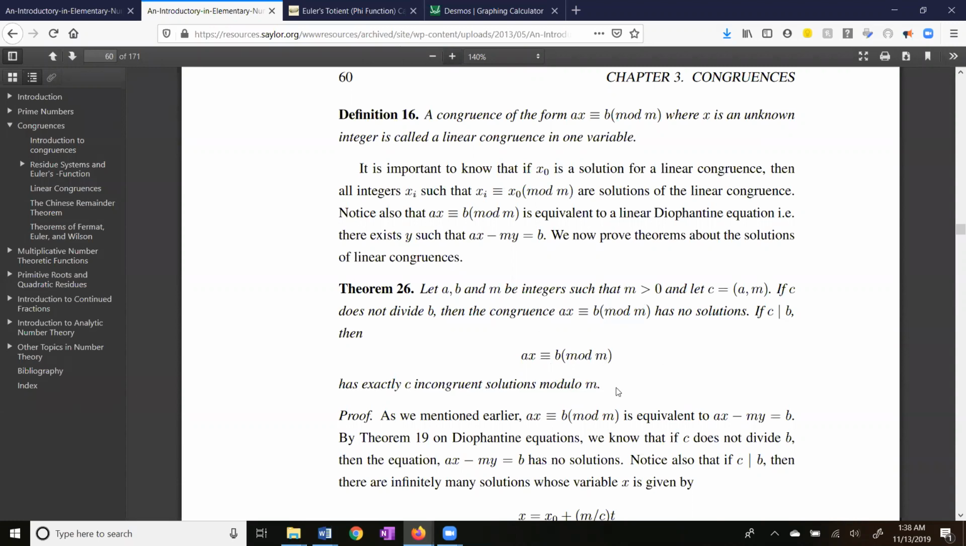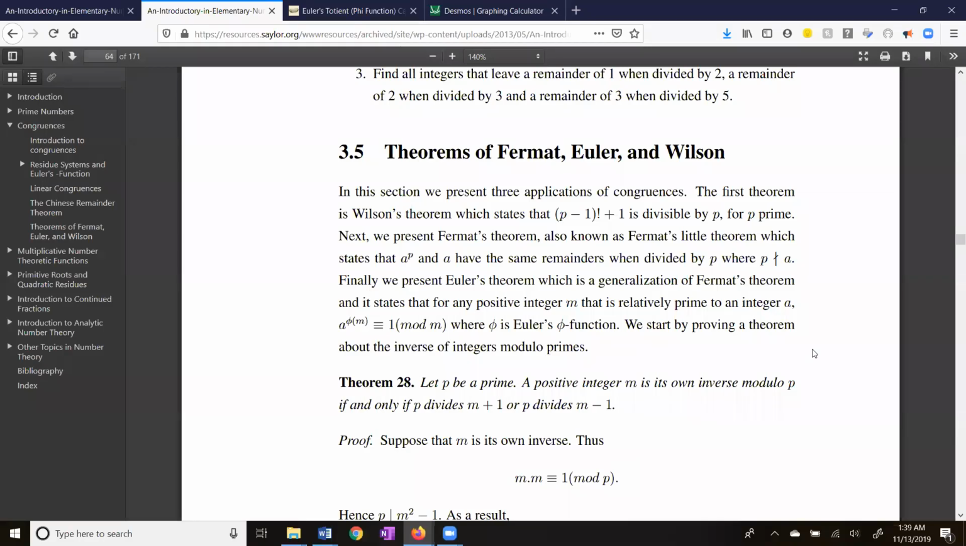Theorem 26, which we had in an earlier video, tells us when we're going to have a solution and when we're not going to have a solution. Let's take a look at Euler's theorem. Euler's theorem is found in section 3.5.